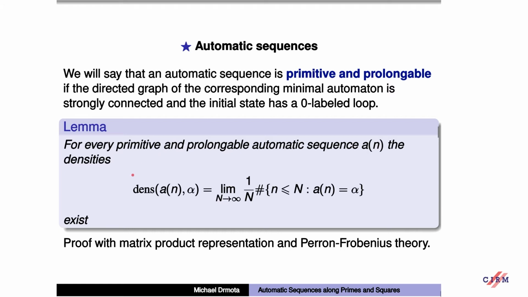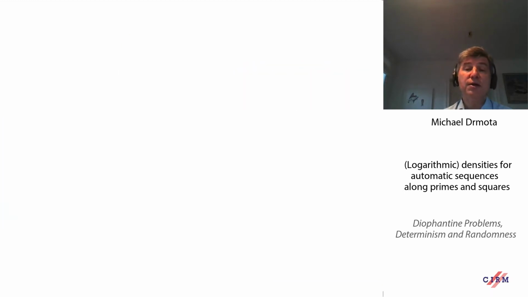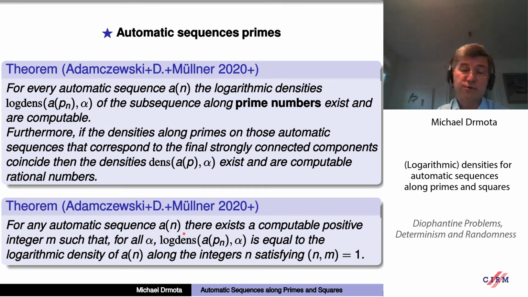Okay, so if an automaton is primitive and prolongable, then the densities exist. And this gives us an indication why the following results might hold. The following two slides give the main theorems that I want to present here. The first concerns the prime numbers.